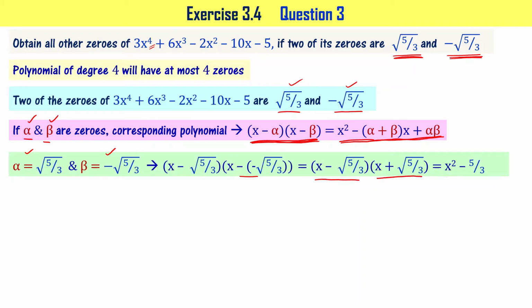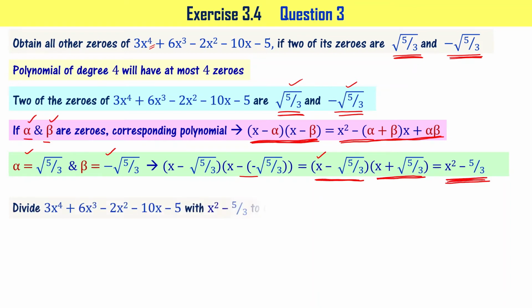This is looking like a minus b times a plus b, which is equal to a square minus b square, right? This is x square minus square root of 5 by 3 whole square. That's why we can write it as x square minus 5 by 3, right? The quadratic polynomial corresponding to these two roots is x square minus 5 by 3. One can write it as 3x square minus 5 also, doesn't matter. Or we can leave it as is, x square minus 5 by 3.